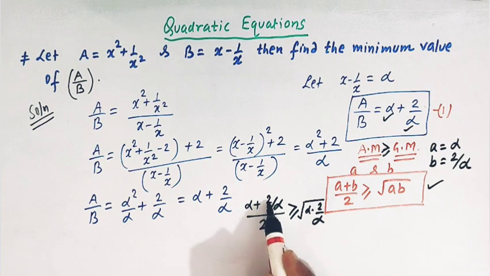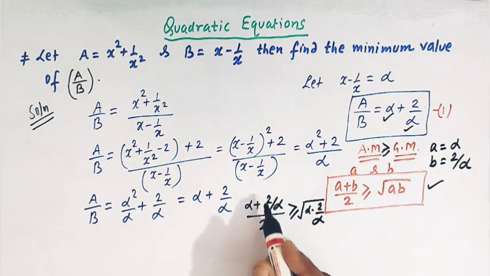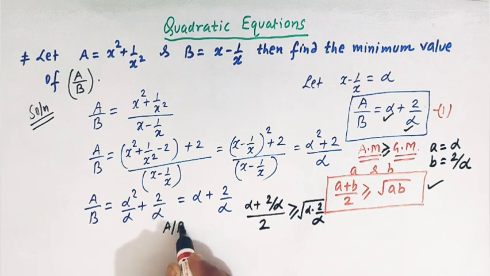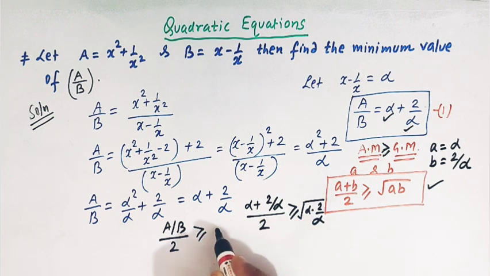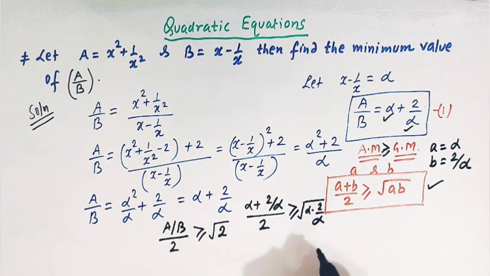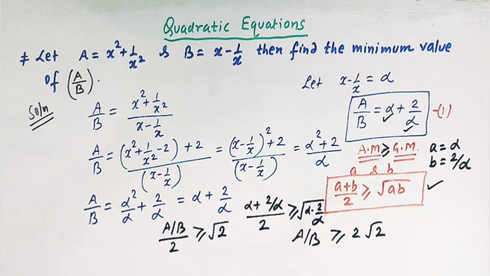Now alpha plus 2 over alpha is a over b, right? So here we can write a over b, and here we have 2, and this is greater than or equal to square root of alpha times 2 over alpha, and alpha gets cancelled. So here we have square root of 2, right? Now multiplying square root of 2 by 2, we get a by b is greater than or equal to 2 times square root of 2, right?